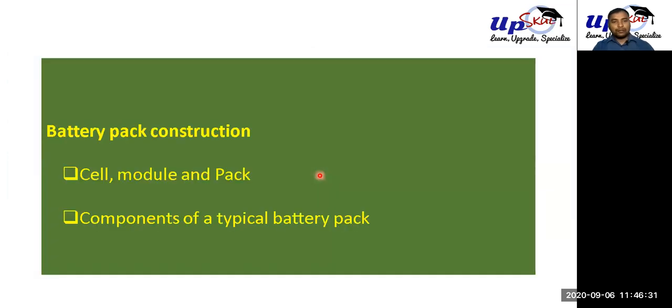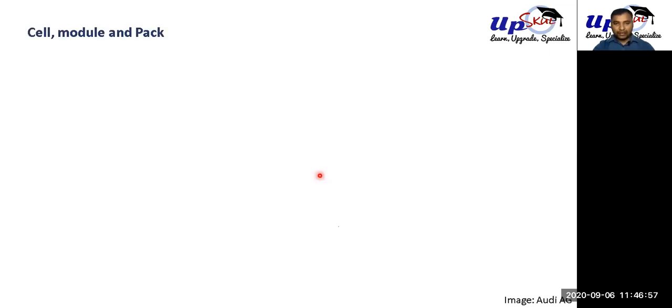So we came to the next module, which is battery pack construction. Some of you may not know the concept of cell, module and pack, so we are going to touch on that, and then the components of a typical battery pack. For a typical example, we are going to pick up a contemporary one, for example the Tesla Model 3, I think the 2018 version. That's a pretty recent car, right?